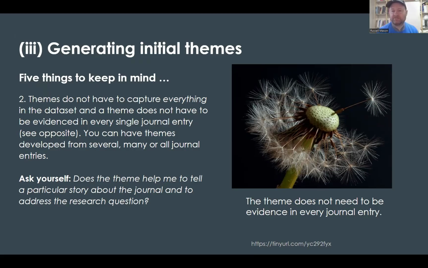The new image of the dandelion head is showing that the theme does not need to be evidenced in every single journal entry. But all of the journal entries that you include under that theme later on do need to be connected to that central theme. I think this new image brings that out quite clearly. And the question to ask yourself at this stage is, does the theme help me to tell a particular story about the journal and to address the research question?